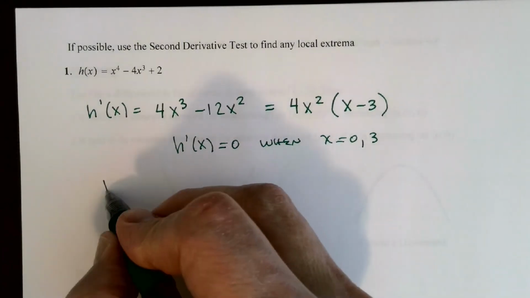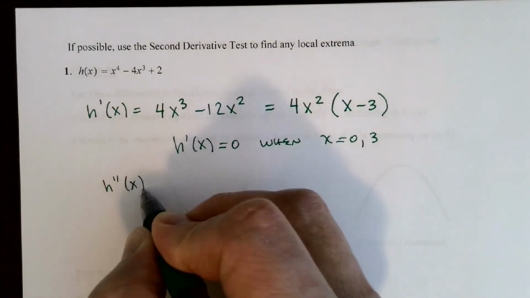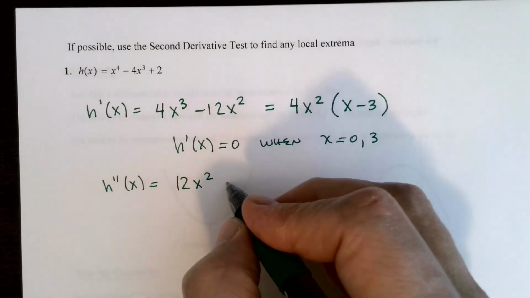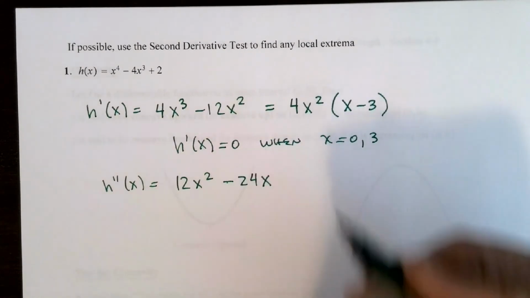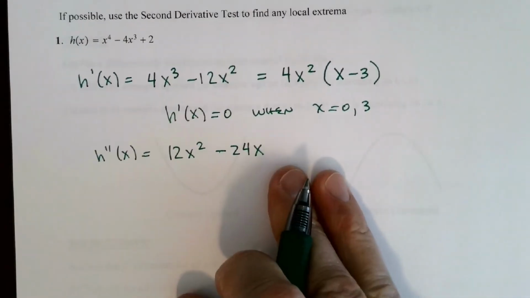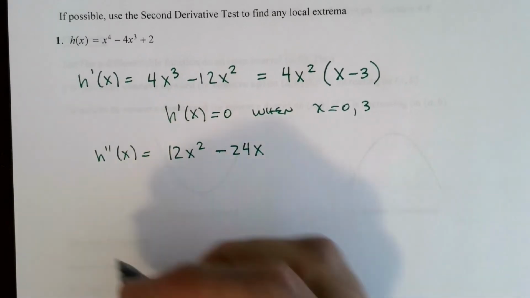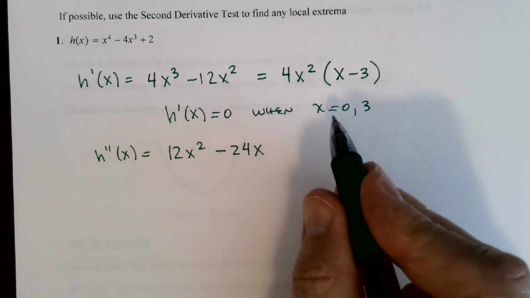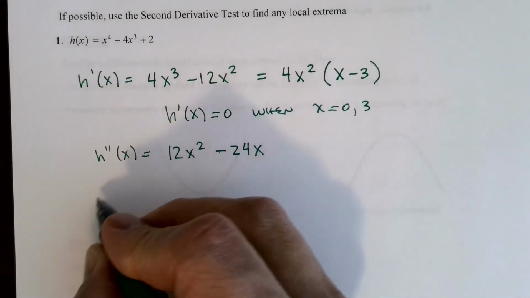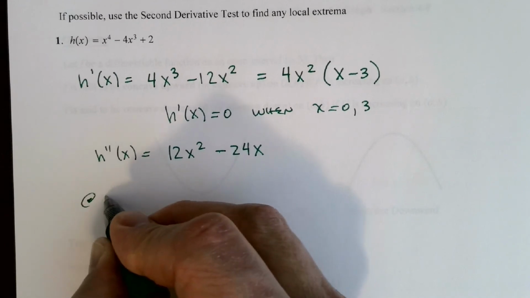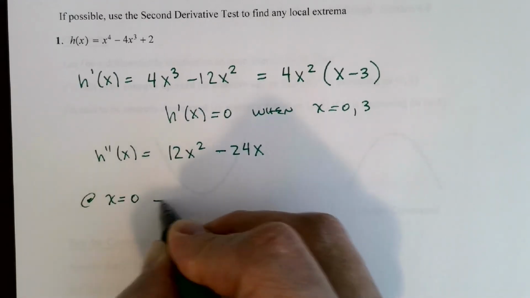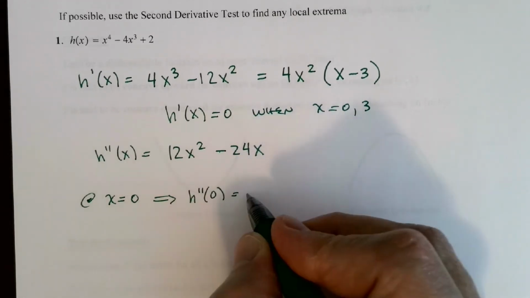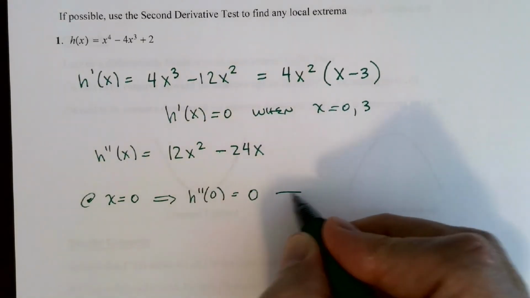Okay. What do we need for the second derivative test? We need the second derivative. What's the second derivative? Well, that's going to be 12x squared, 2 times 12, negative 24x. Don't need to factor this. I don't need to know when this is equal to 0. What the second derivative test says, check the values of x where the derivative is equal to 0. That's 0 and 3. Okay. So at x equal 0, h double prime of 0 equals what? 0, 0, 0, right? And so what do we know?